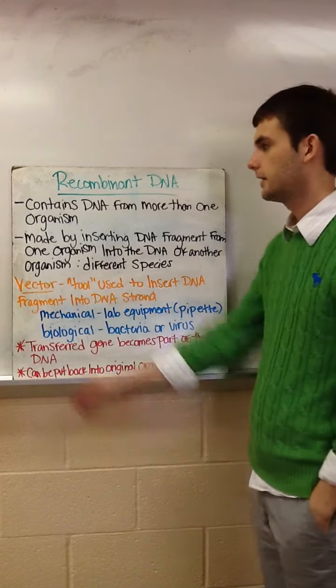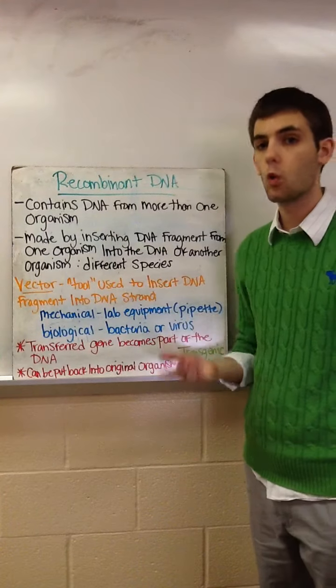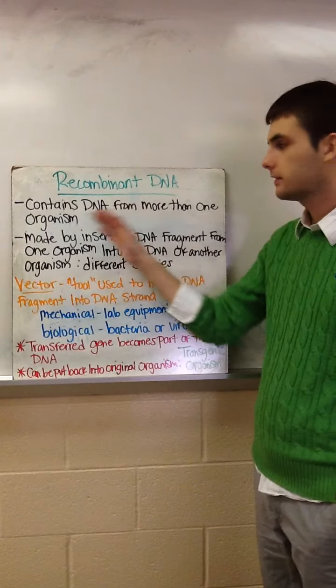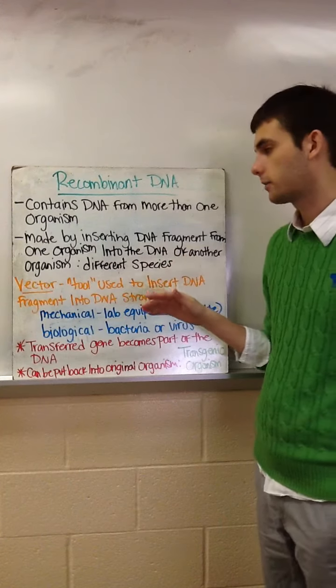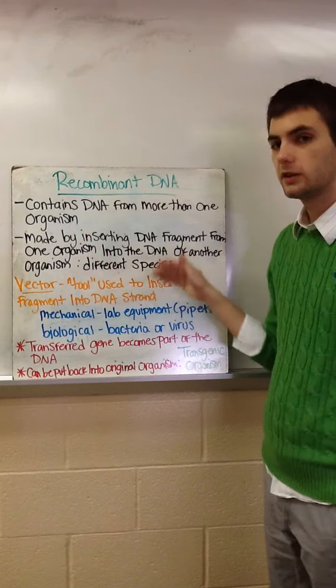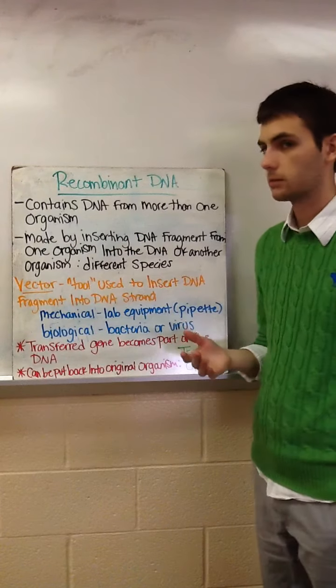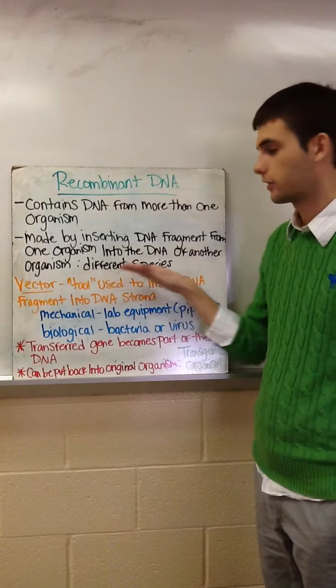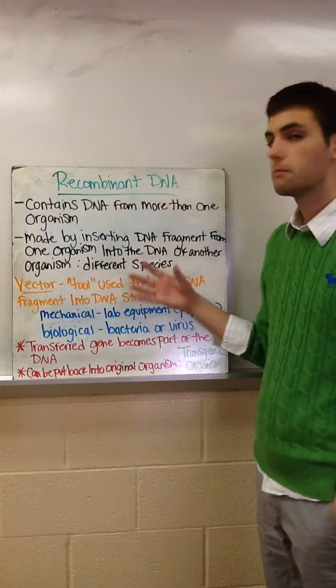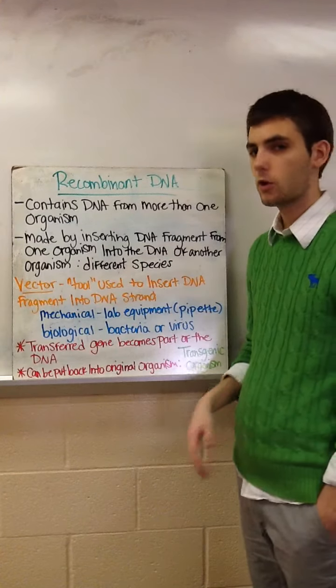Recombinant DNA is DNA that contains DNA from more than one organism. And this is made by inserting a DNA fragment from one organism into the DNA of another organism. Usually this is of a different species. In order to make recombinant DNA, we have to use what's called a vector.